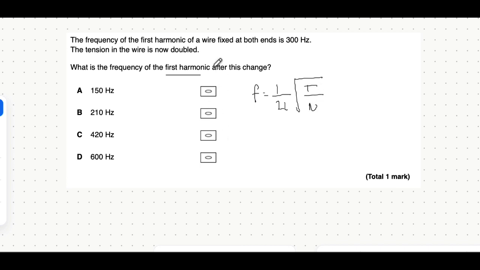Now in this whole experiment, because we're talking about a fixed wire, that means that the length of the wire will be constant because you're using that same wire and you're considering it between the same ends. On top of that, we know the mass per unit length would be constant because it's the same wire. So the only variables that are changing are tension, which then causes a change in frequency.